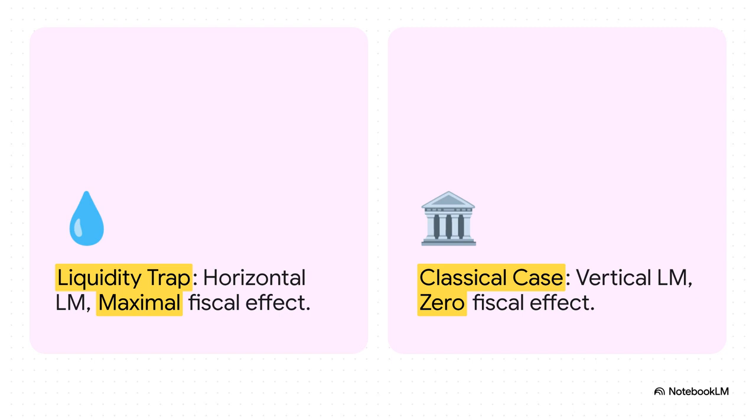Zero crowding out. On the flip side, we have the classical case. That's our perfectly vertical LM curve. In this world, increasing government spending does absolutely nothing to the equilibrium level of income. It just drives up interest rates and causes total 100% crowding out.